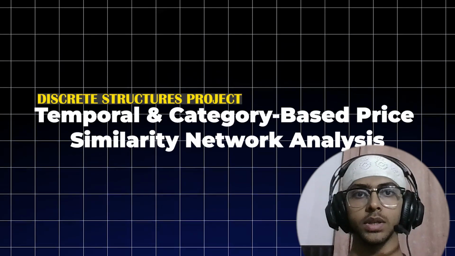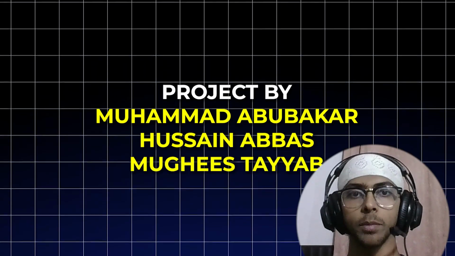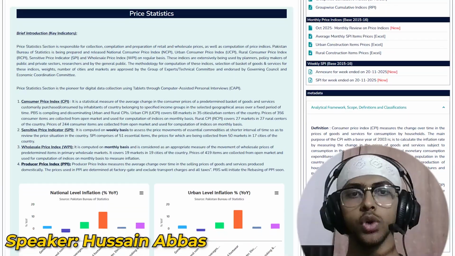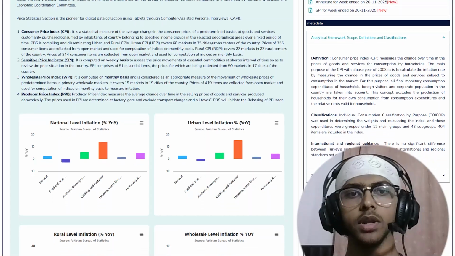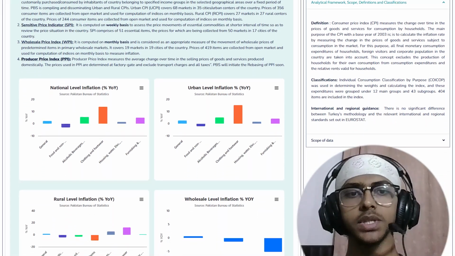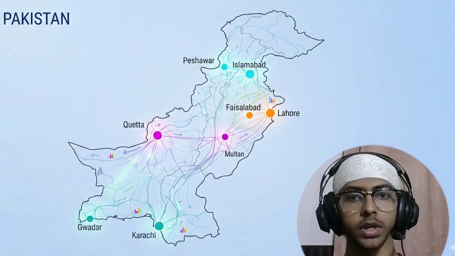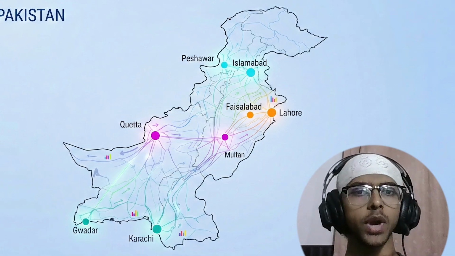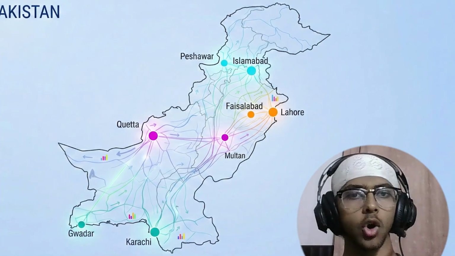Hello everyone. This represents our semester project on applying discrete structures to macroeconomic data. We analyzed the Consumer Price Index (CPI) of Pakistan to uncover hidden structural relationships between cities. Typically, inflation is viewed as a simple statistic in a table, but we asked a structural question: does inflation in Karachi spill over to Hyderabad? Is the price behavior in Sukkur mathematically closer to Lahore or Multan?